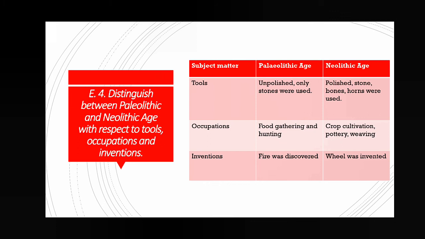Occupations: food gathering and hunting in the Old Stone Age, but in the Neolithic age, crop cultivation, and also pottery, that means making of pots, and weaving, that means making of clothes. The next subject matter is inventions. Fire was discovered in the Old Stone Age, and here the wheel was invented. So this is the comparison.